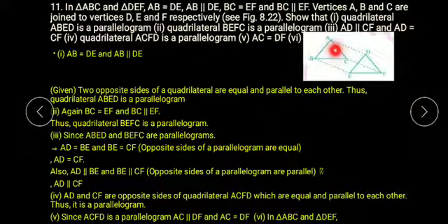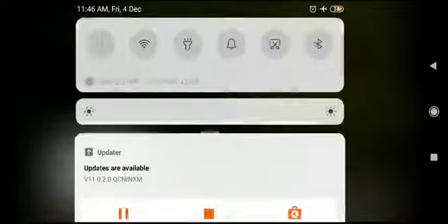So this quadrilateral ABED is a parallelogram because AB is parallel to DE as well as equal. So thus quadrilateral ABED is a parallelogram.